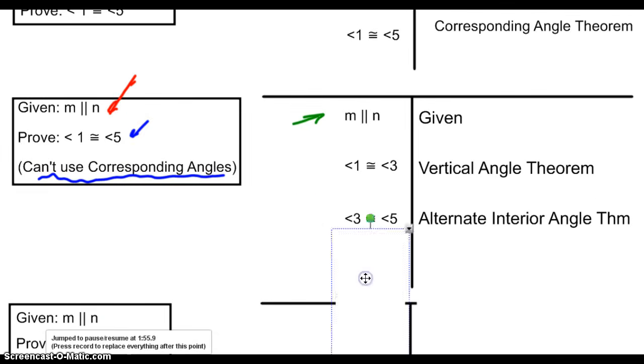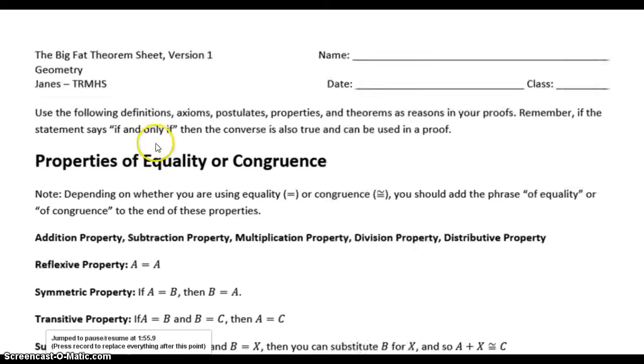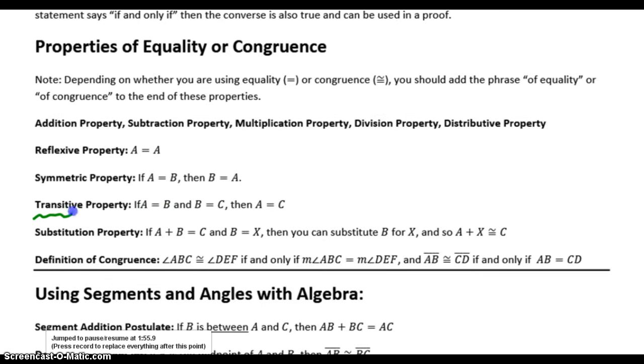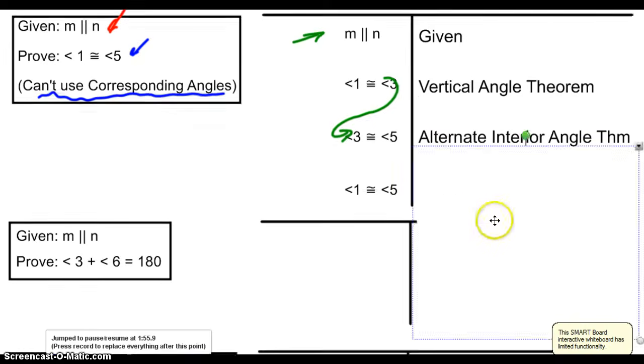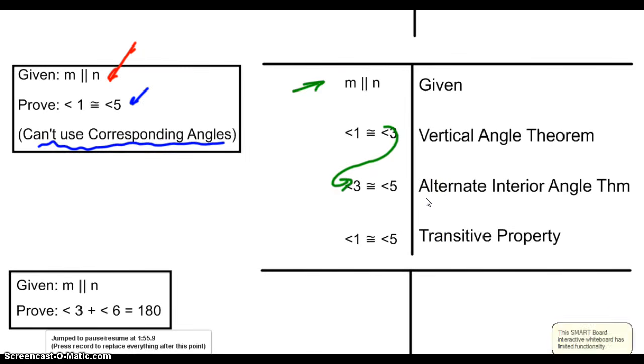And now my last step is going to be to show that 1 is congruent to 5, that this chain all fits together. Now what do we call that? Well, if you go back to your theorem sheet, right here, it says transitive property. If A is congruent to B, and B is congruent to C, then A is congruent to C. That's kind of like what we have here. We have angle 1 is congruent to angle 3, which is congruent to angle 5. So we can shorten that and just say angle 1 is congruent to angle 5. And that's called using the transitive property. So the last step on our proof will be the transitive property. There's that. End of proof.